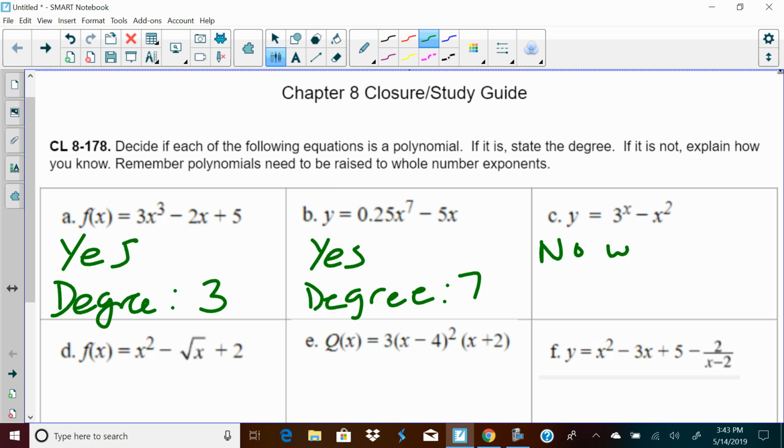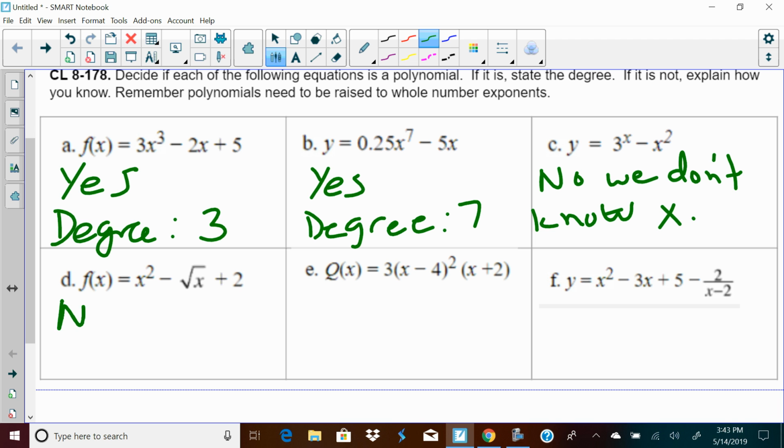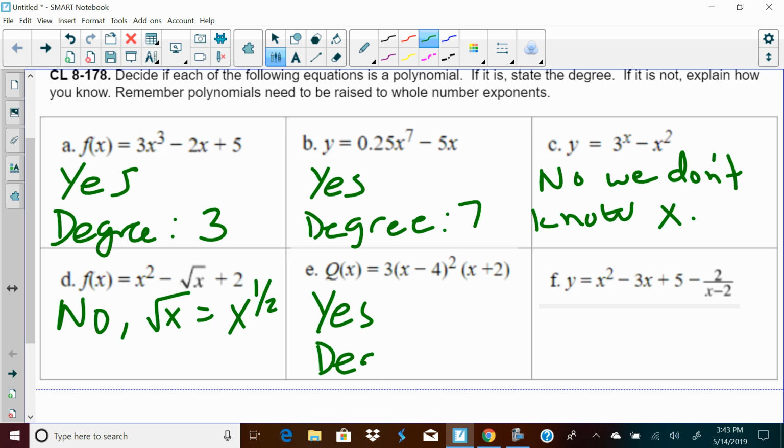So no, we don't know what x equals. D is also no. Remember, the square root of x is equal to x to the 1/2, and 1/2 is not a whole number. E is yes. It's got a degree of 3. And F is no, because x is in the denominator.